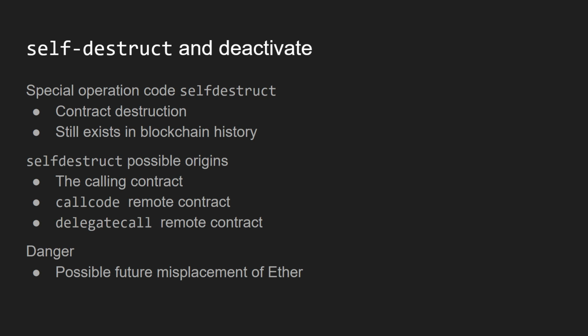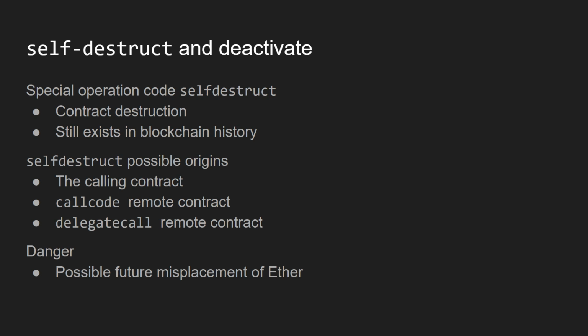I've talked about it two articles ago, I think. However, you can always check blockchain attacks, because it's an important thing to know and be aware of when you are making a contract. So self-destruct's possible origins are from the calling contract. We can set this special operation code, this message call, in our contract, or as I mentioned before, we can also have it in a remote contract which we call via call code or delegate call.